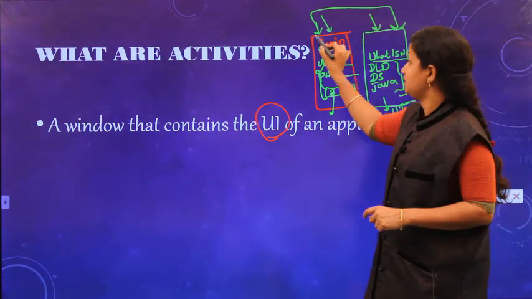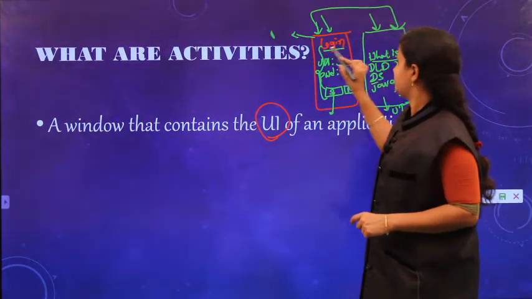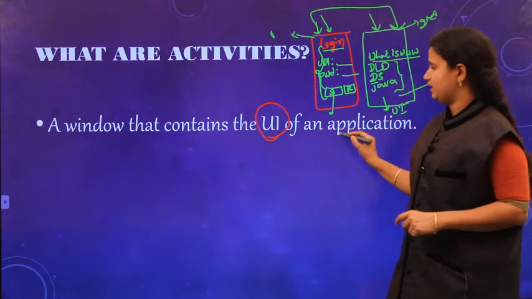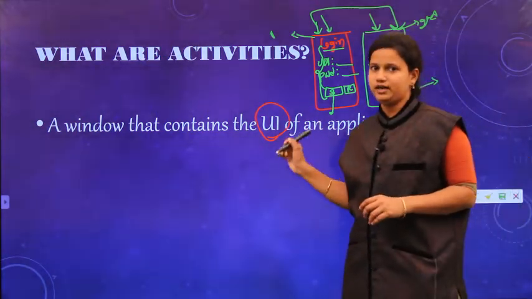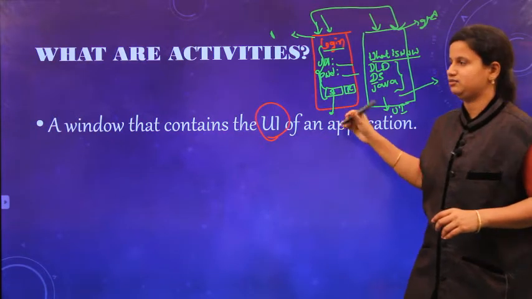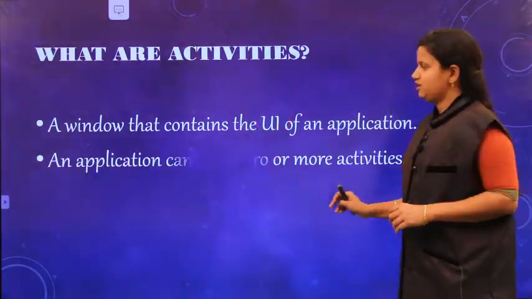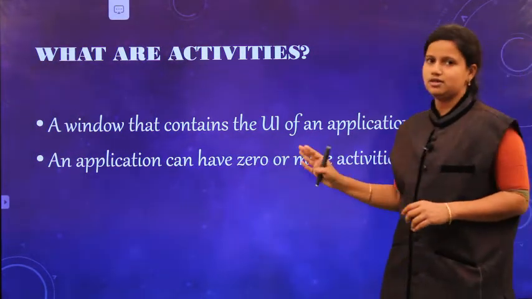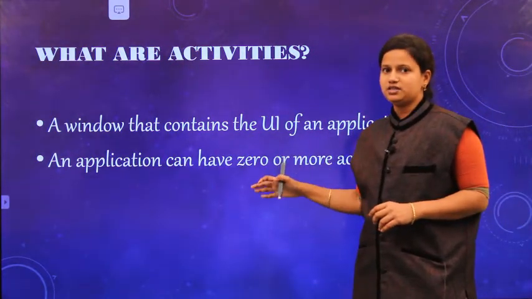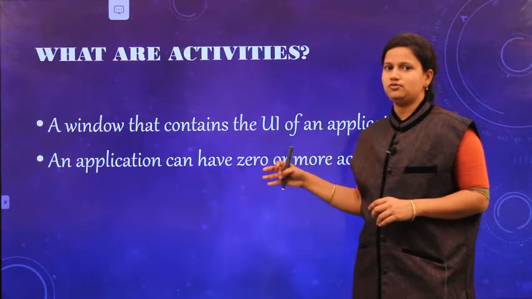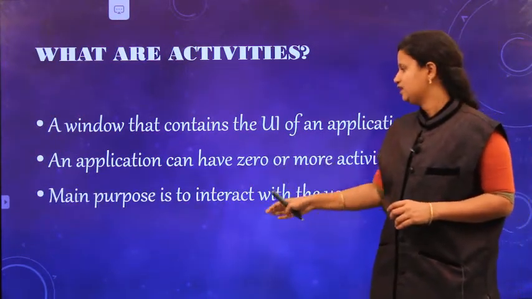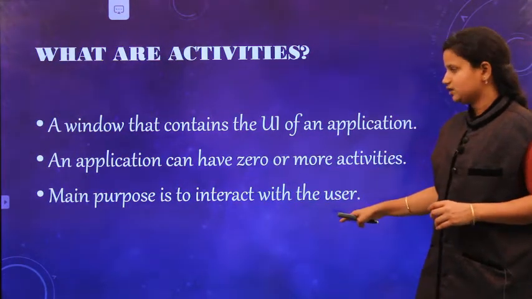This one is to be called the first activity and this one is to be called the second activity. So the application will contain more than one activity. Next, an application can contain zero or more activities, as we have discussed. The application is implemented with a collection of activities, not with just one activity.